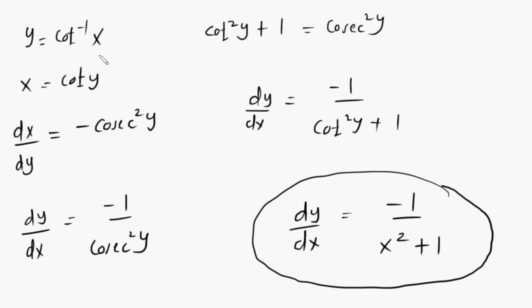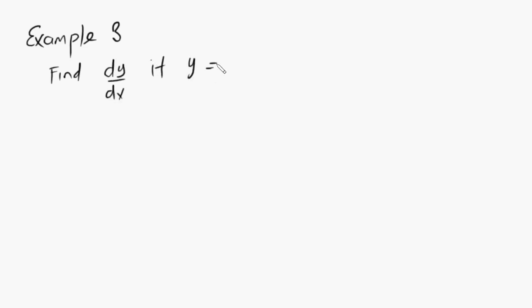Now let's solve one example. At the end I must put x because x is an independent variable. That is why I try to eliminate these y's. Now let's solve this example, the final example. I call this example 3. It says find dy dx if y is just equal to cot inverse of tan of x.